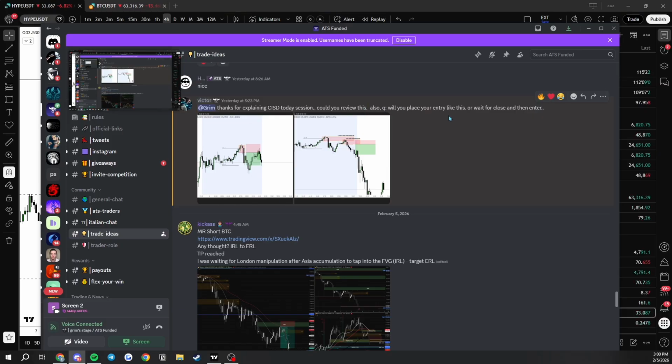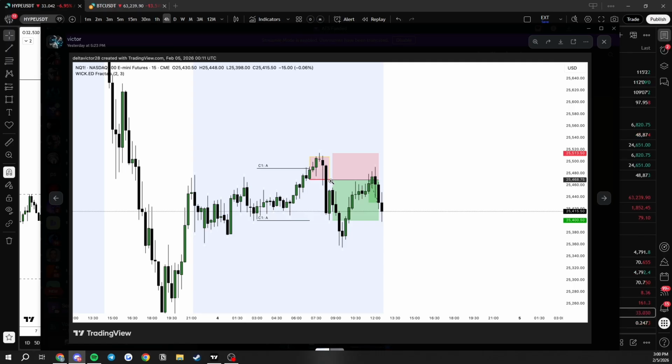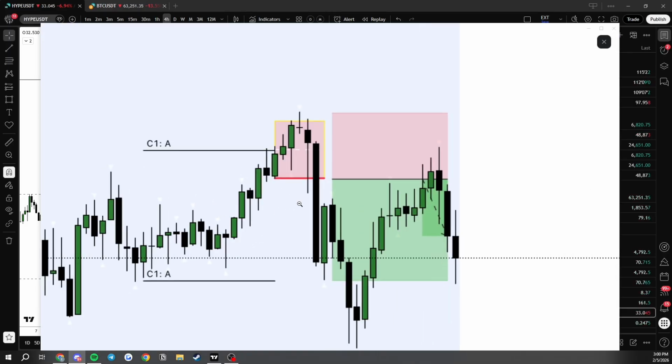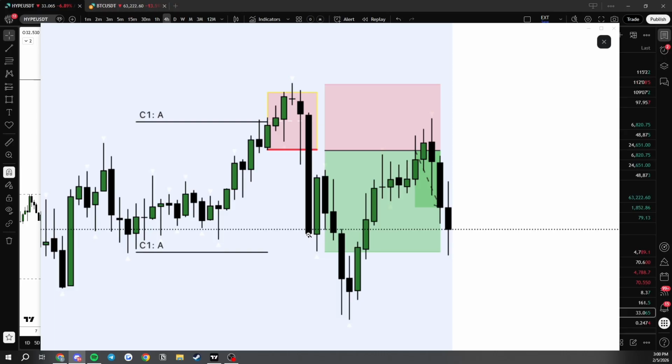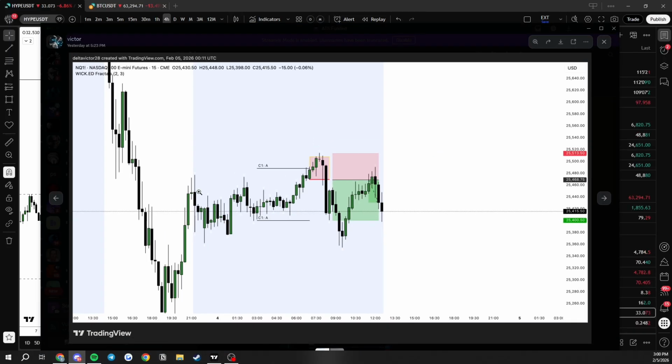Could you review this? Also Q, will you place your entry like this or wait for a close and then enter? In this specific example, I'm not entering here, bro. The risk to reward is just not going to be very good to me. So yeah, I would have it like this, or I would be entering off of the midpoint of the order block, which we call the mean threshold, right? So probably would have been a nice top tick, but this is a very good entry, good stop loss placement, good target, candle one's low, very nice.